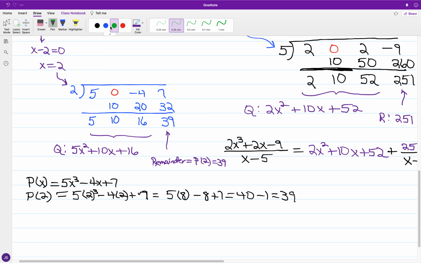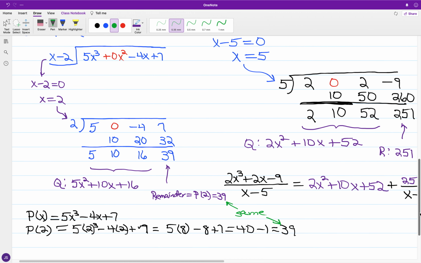Again, just restating the function value and the remainder, regardless of whether you're using long or synthetic division, those will end up the same. It's p of 2 in both capacities, but I use polynomial division to get to the quotient as well, whereas the function value gets you only to the remainder.